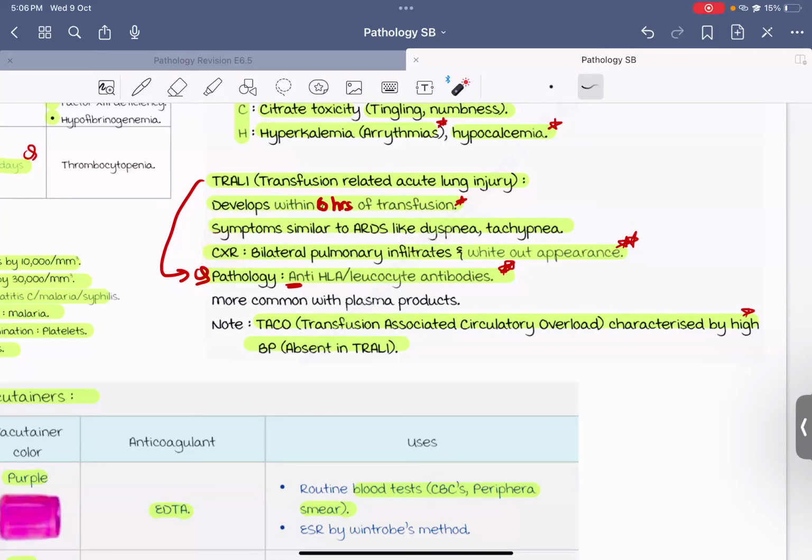About chest x-ray, if you go for it, you will see a white out appearance. So there will be a clinical scenario in which, after maybe 5 hours, the patient will complain of tachypnea or dyspnea. And on investigation, on the chest x-ray, you will see a whiteout appearance. So in the options, if you see transfusion related acute lung injury, then you should go for this.